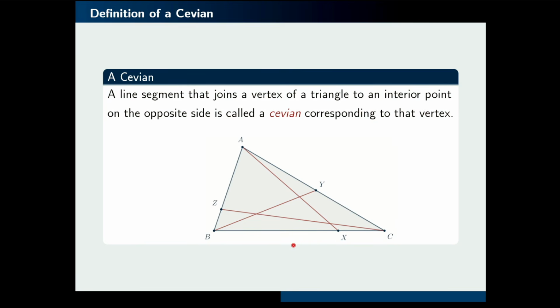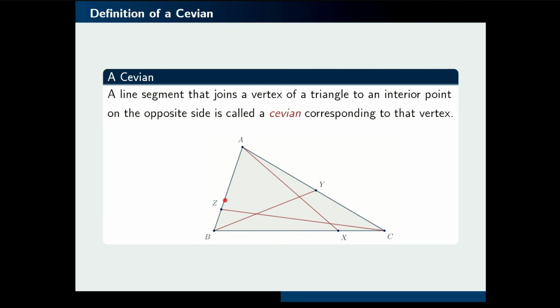Here in this picture, you see that BY is a Cevian line corresponding to vertex B, and CZ is a Cevian corresponding to vertex C. So this picture shows you three Cevian lines corresponding to different vertices of your triangle.